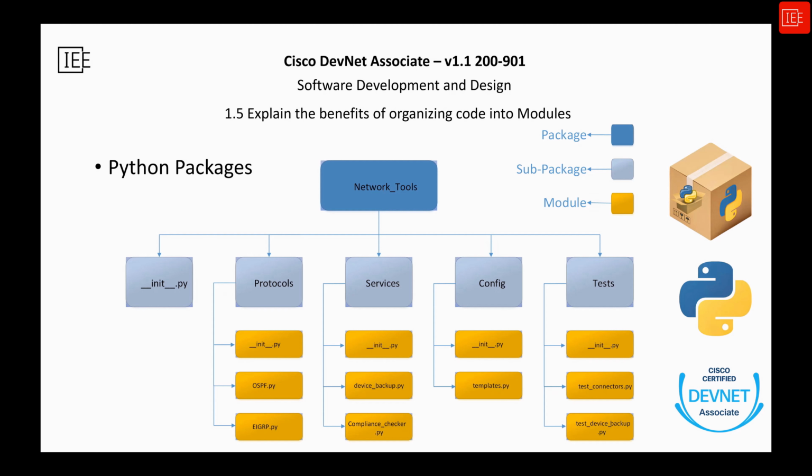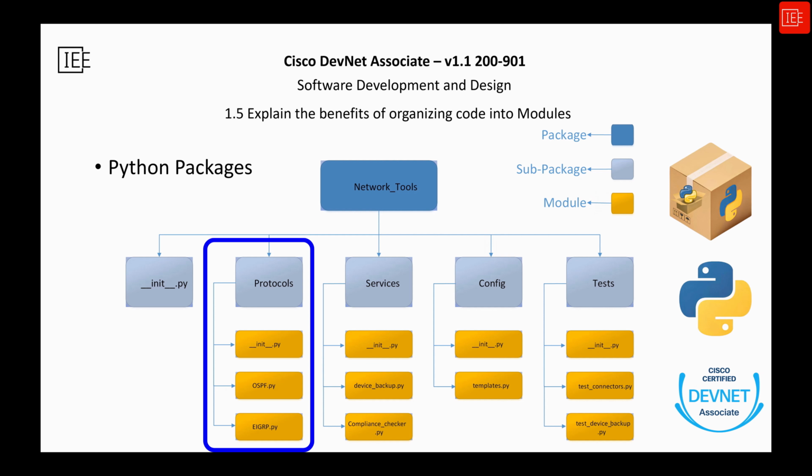Inside this package, you could have different subpackages and modules that reflect different aspects of your project. For instance, you might create a protocols subpackage that contains files like ospf.py, bgp.py, and eigrp.py, each file handling a specific routing protocol. And of course, this keeps all protocol-related logic in one place, making it easy to expand or maintain later.